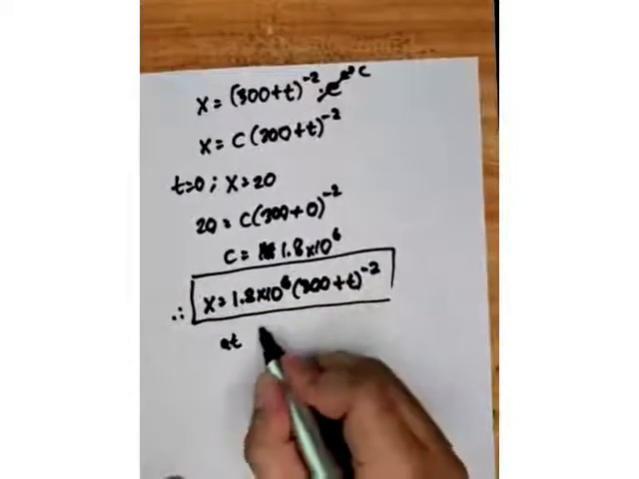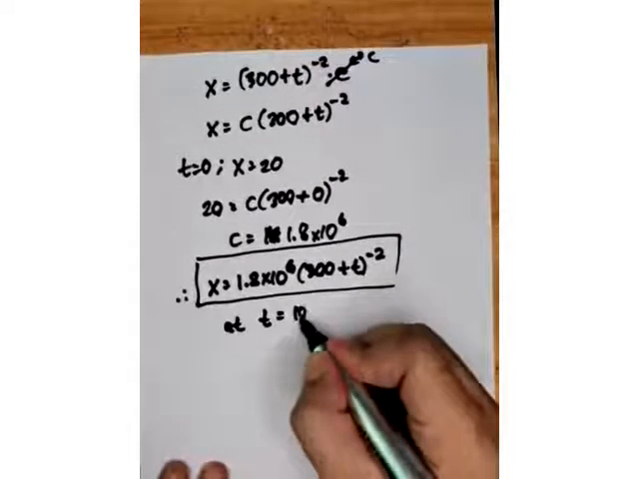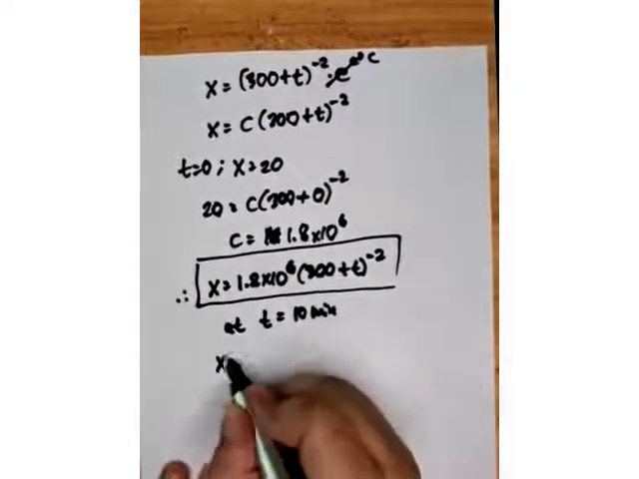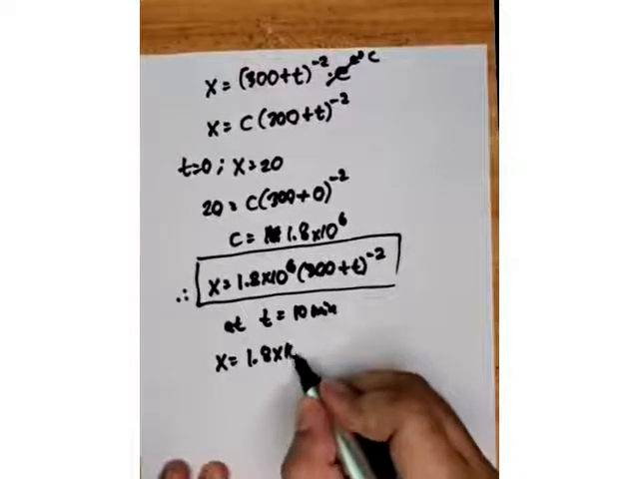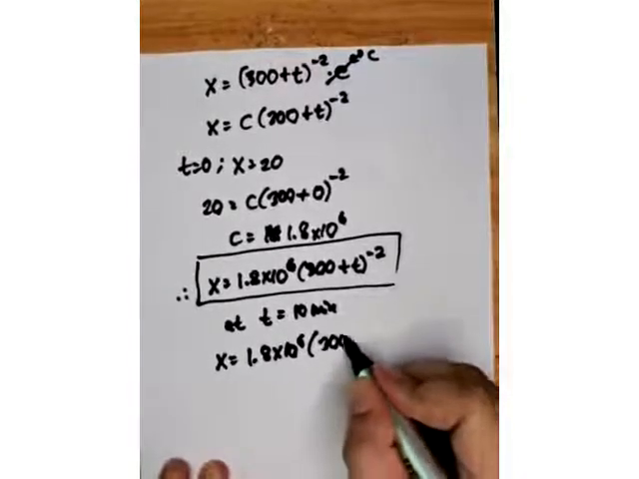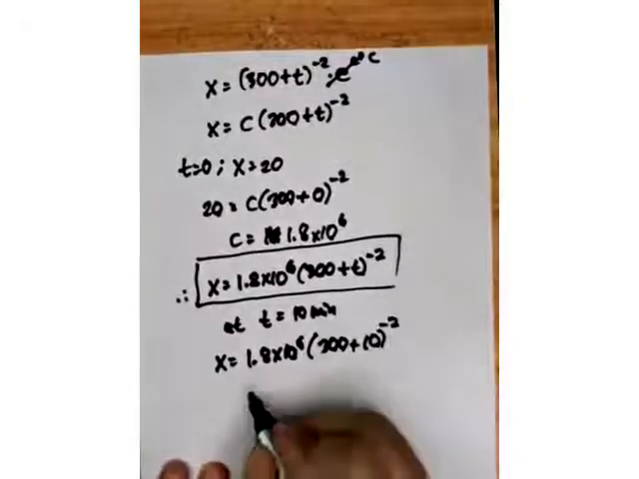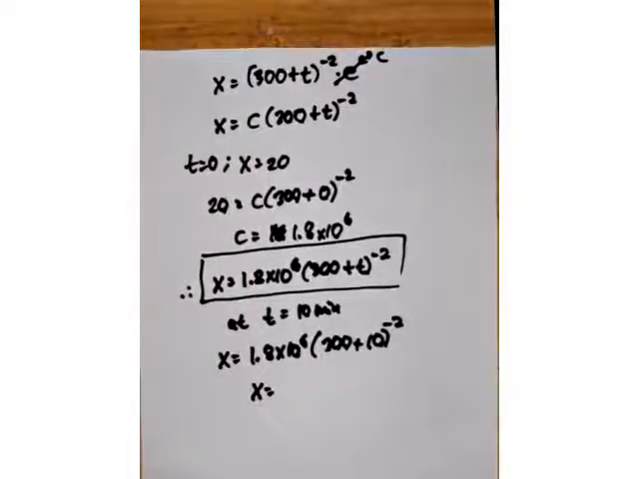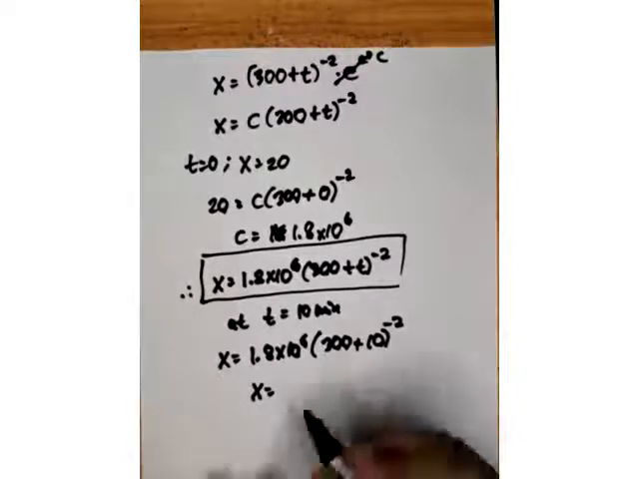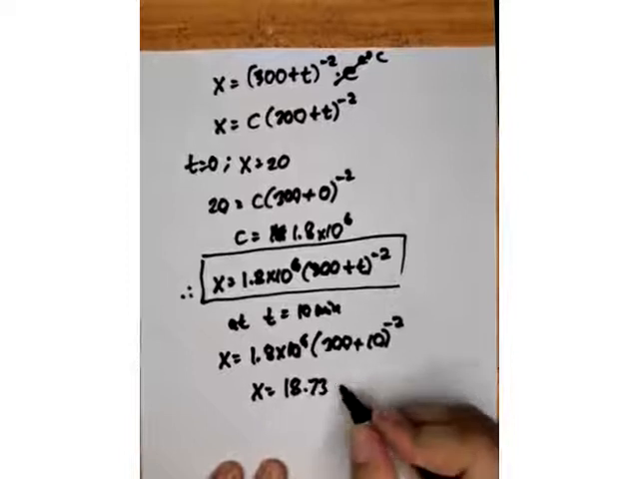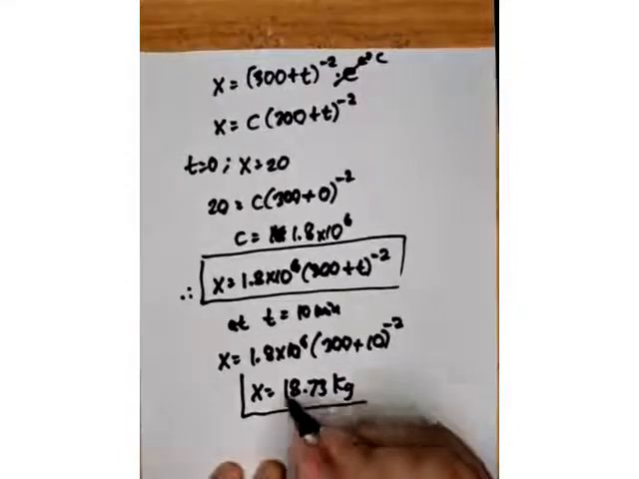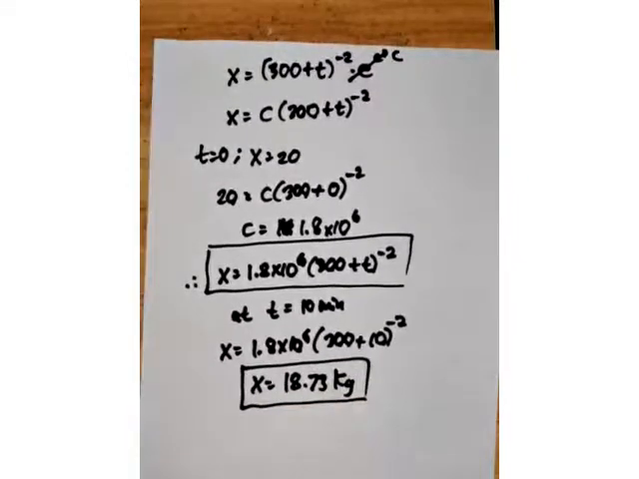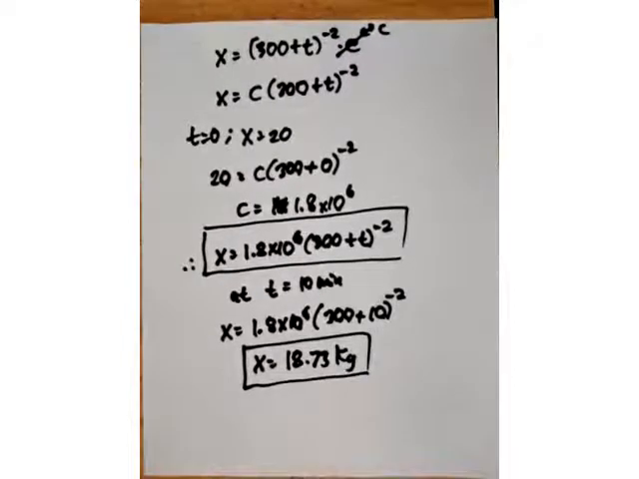Ayan. So at t is equal to 10 minutes, x is equal to 1.8 times 10 raised to 6 times 300 plus 10 raised to negative 2. So x is equal to 18.73 kilograms. Ayan. Okay?